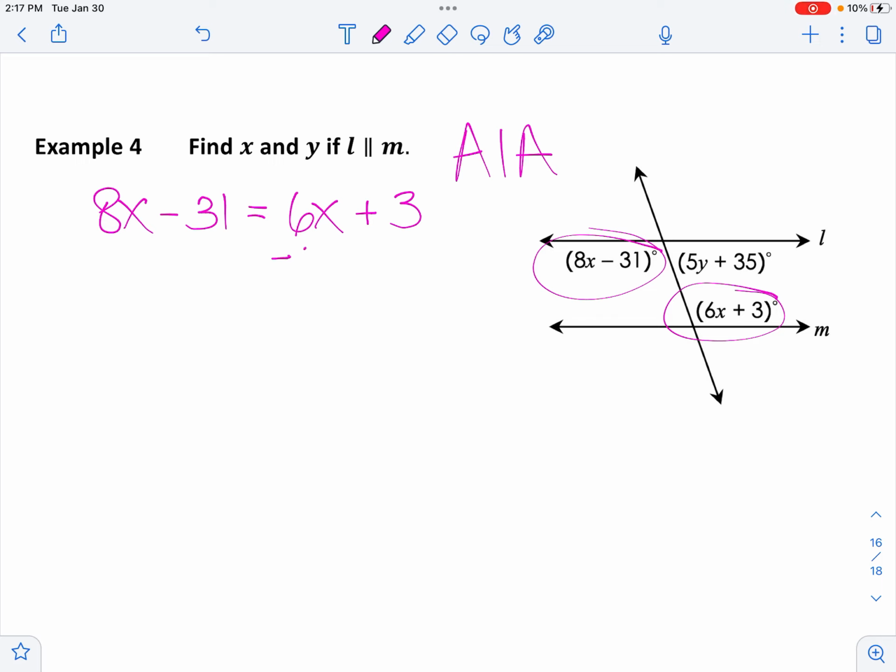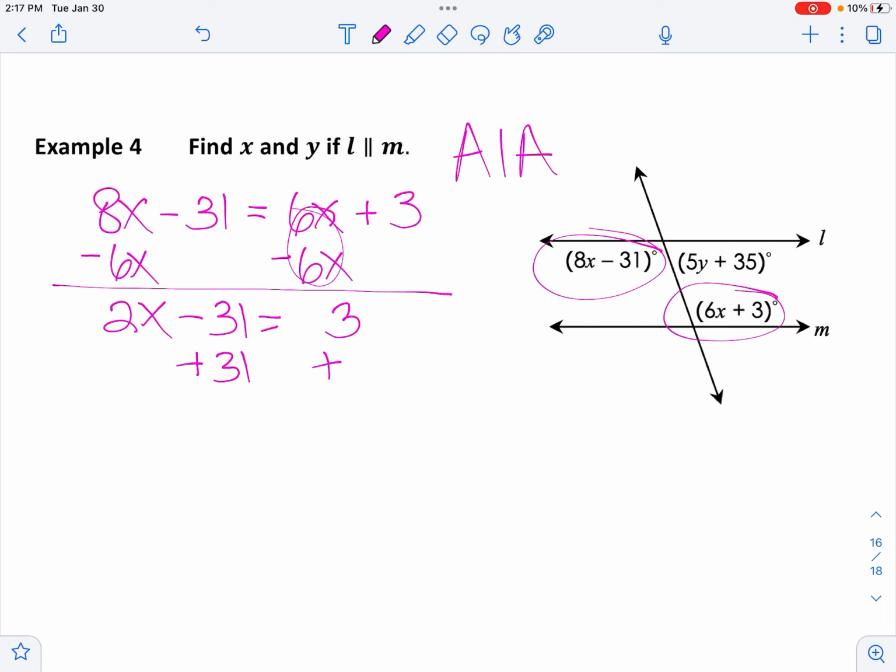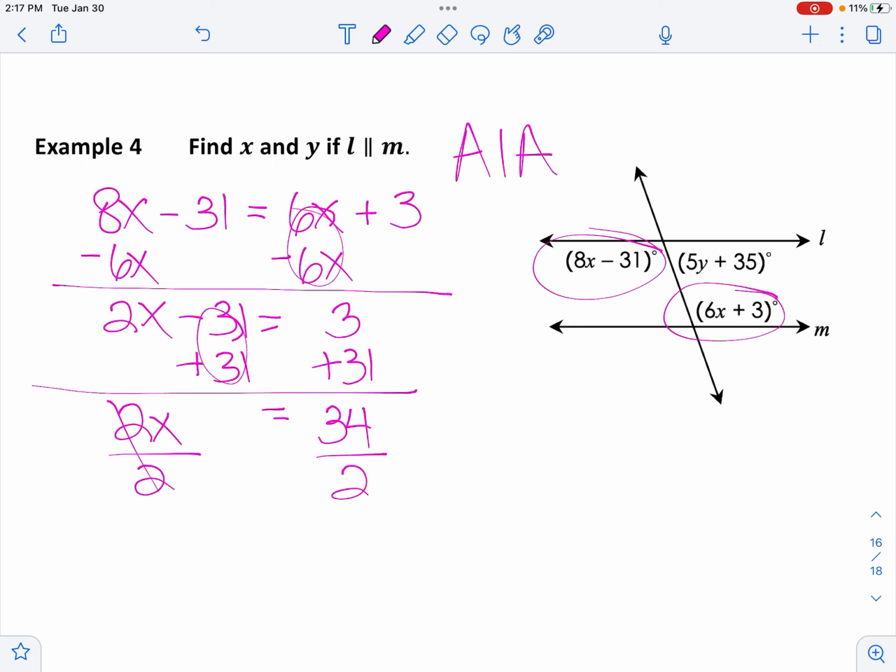Okay, get all my x's on one side. I'm going to move all of my x's to the left, so I'm going to subtract 6x from both sides. And that gives me 2x minus 31 is equal to 3. And then add 31 to both sides. And then lastly, divide by 2. Okay, so now we have x equals 17.